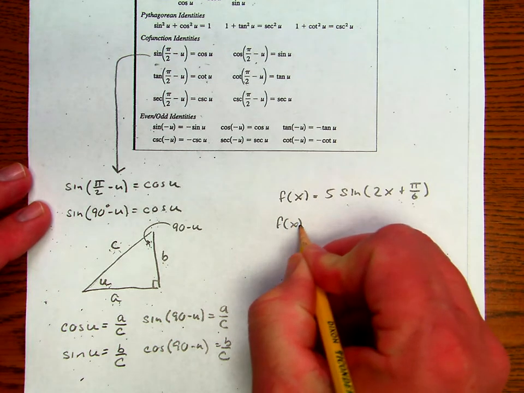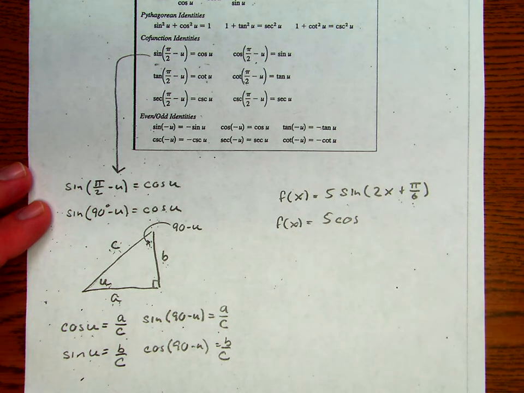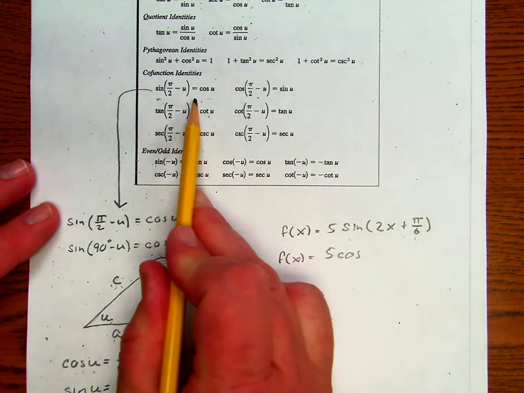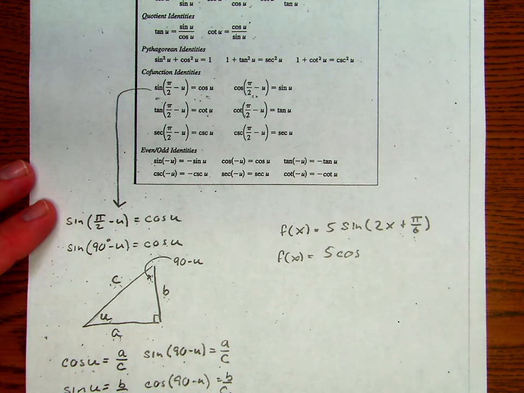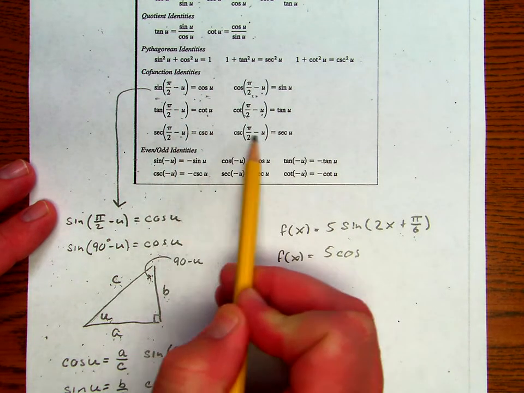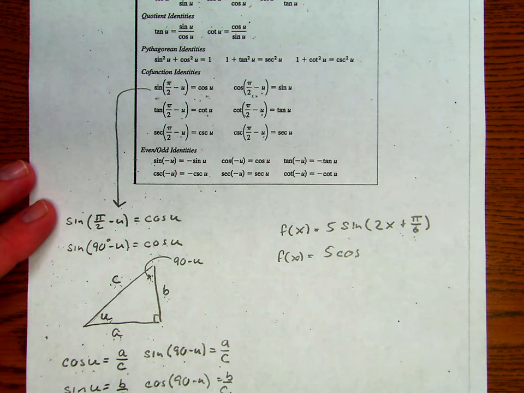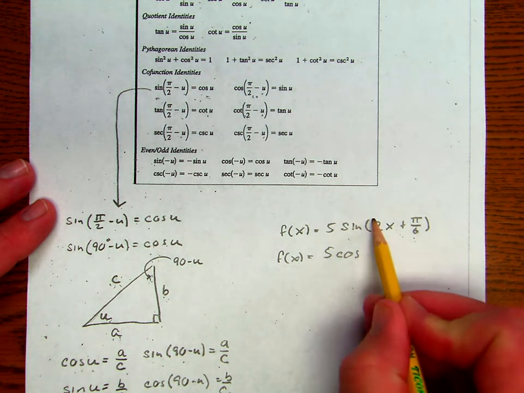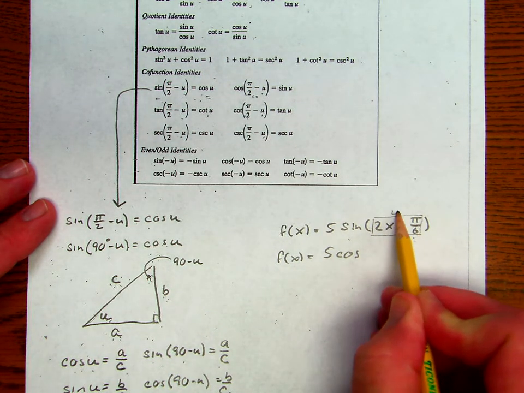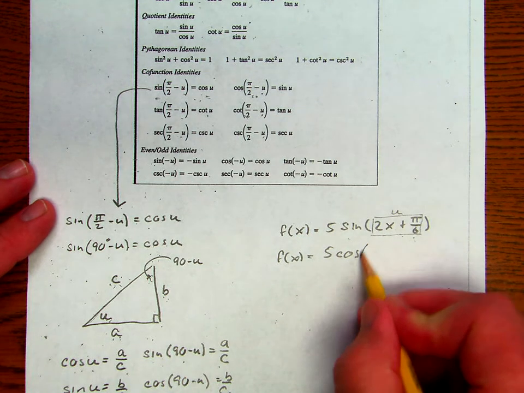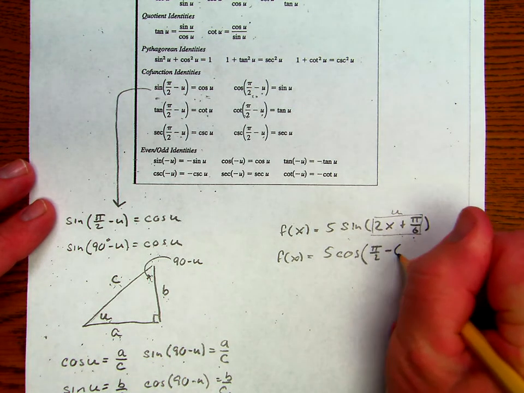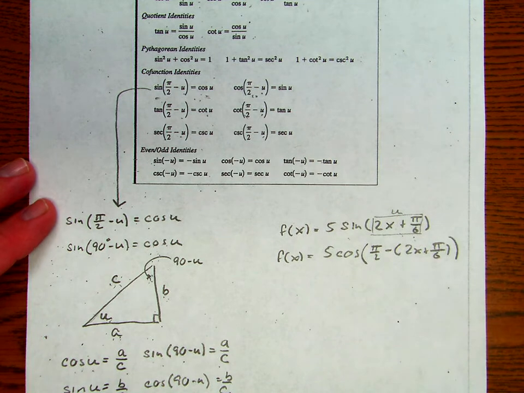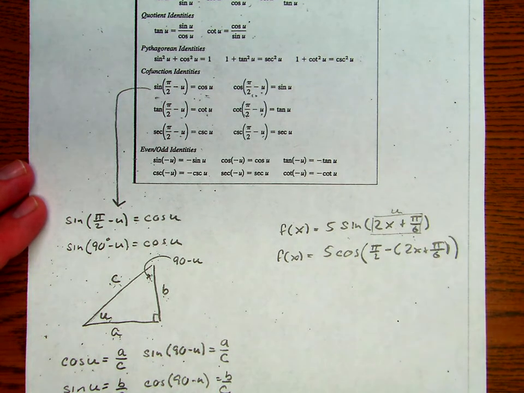So f of x is equal to 5 cosine. And then what we're going to do is use one of these two guys here that relate sine to cosine. Now these u's, as they appear in the identities, could be a single numerical value, like pi over 4. It could be a single variable, like x. Or it could be an algebraic expression, like 2x plus pi over 6. So what we're going to do is treat that whole thing as being our u. So if we want to get a cosine equation, it'll be 5 cosine of pi over 2 minus that 2x plus pi over 6. And that will be one function that would produce the same graph as that function right there.